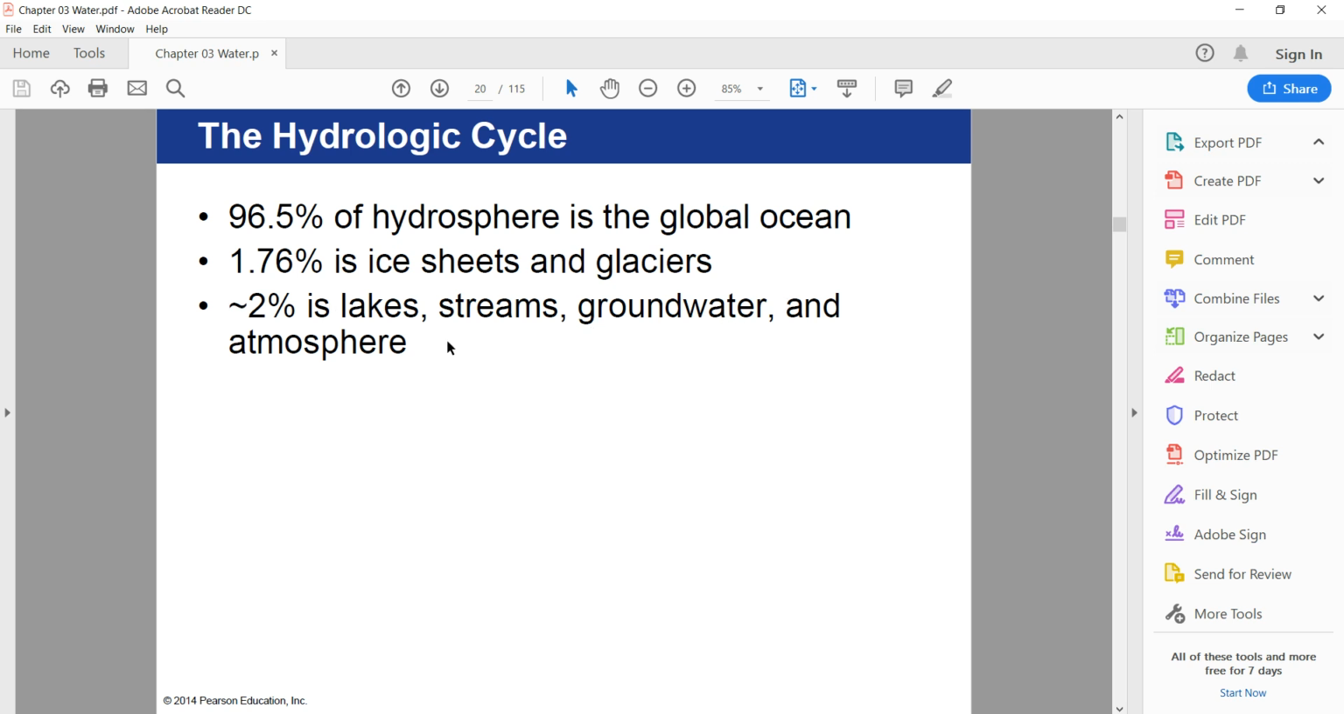Okay, so we have only 2% of the entire volume of water on our planet Earth which is accessible to us for our industrial use, for our domestic use, for farming and irrigation purposes. So remember, that's why water is a very precious resource that we have, and we need to conserve it, we need to protect it for ourselves and for the next generation.